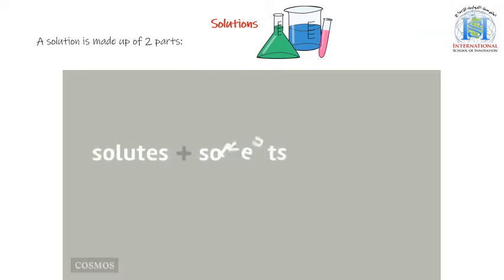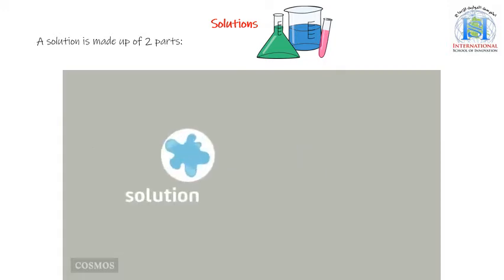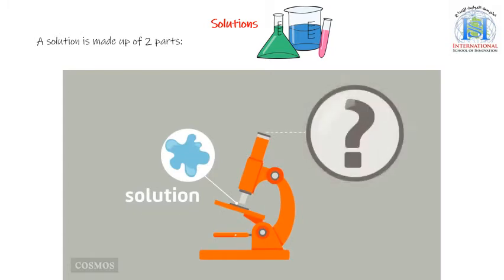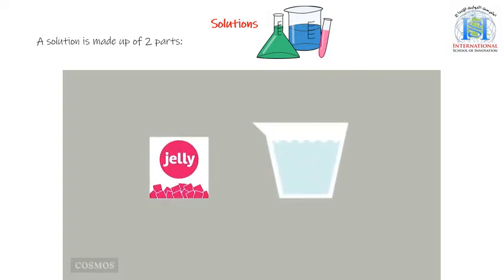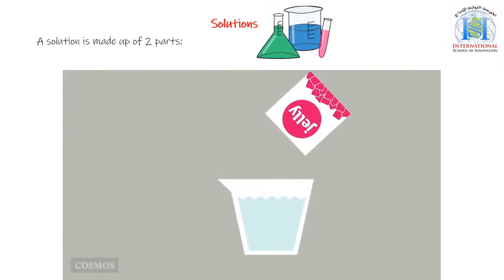Solutes plus solvents make solutions. A solution is a mixture in which the particles of the mixed substances are so small that you can't see them, even under a microscope. The most familiar examples of solutions are solids dissolved in liquids. The two components are given special names. The substance that dissolves is called the solute, and the substance it dissolves into is called the solvent.